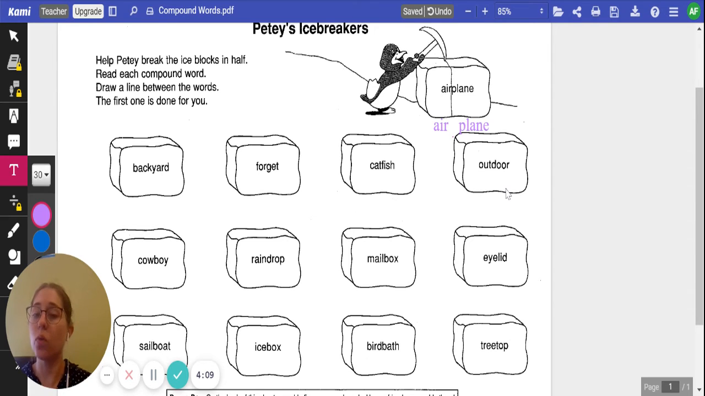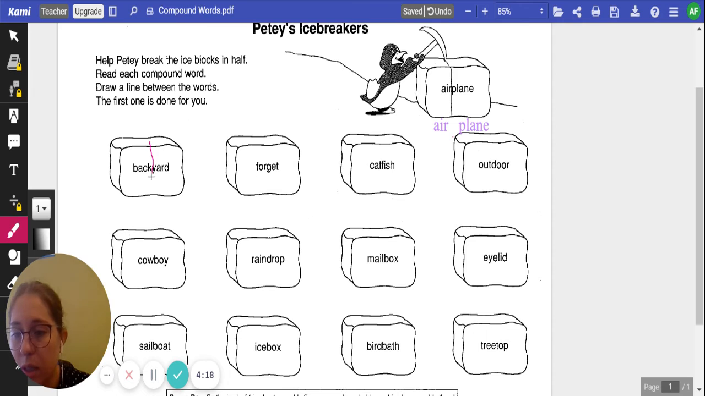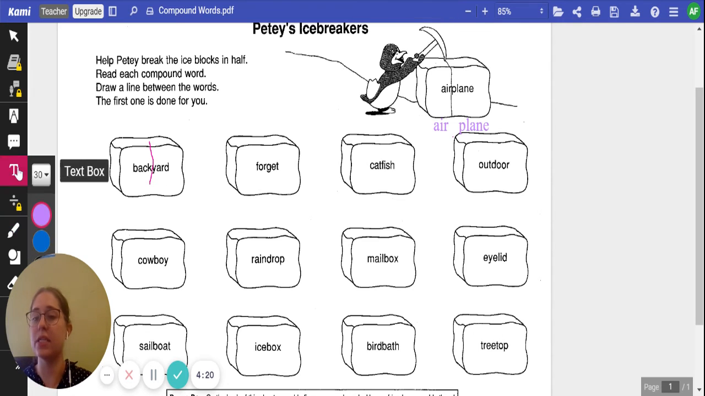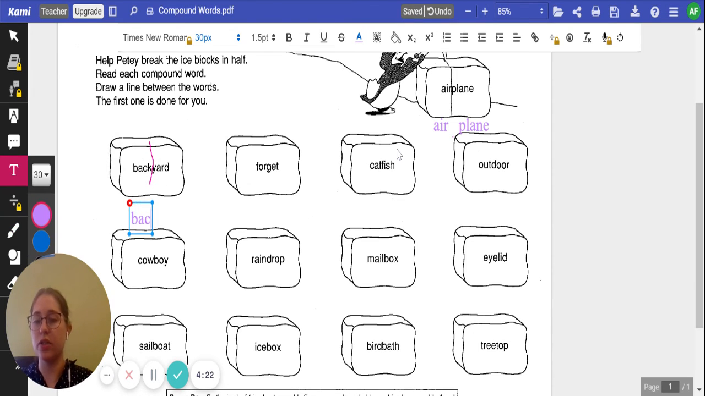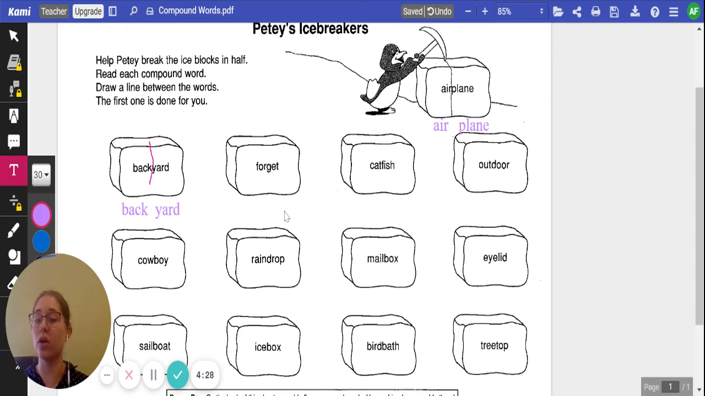We will do the first 4 together, the top row, and then you will do the last 2 rows by yourself. First, we have backyard. I'm going to draw a line between back and yard. Underneath it, I'm going to write our 2 words. We have back and yard, which, looking at those 2 words, we know that backyard means a yard out in the back once we deconstruct it.